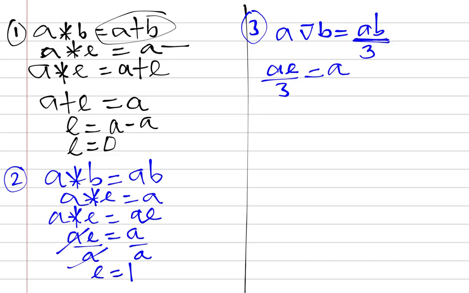Equal to A. If you cross multiply, you will have AE equal to 3A. Make E the subject of the formula. Divide both sides by A. This cancels this.